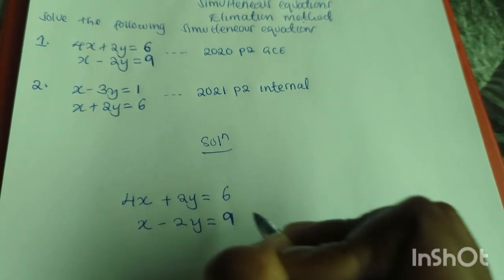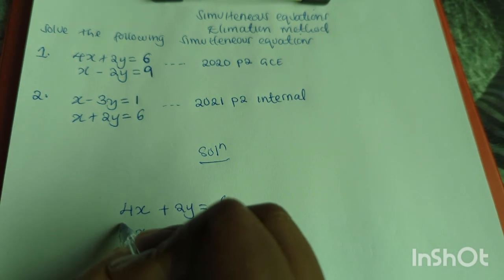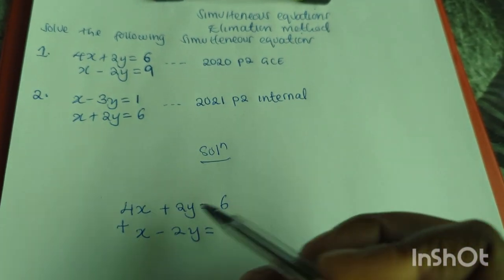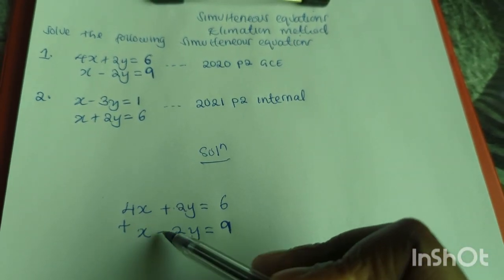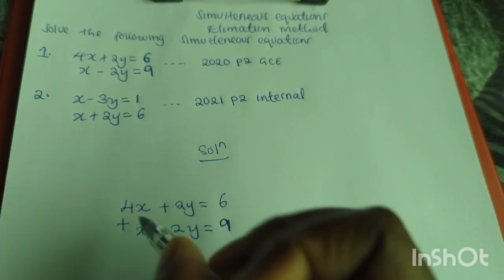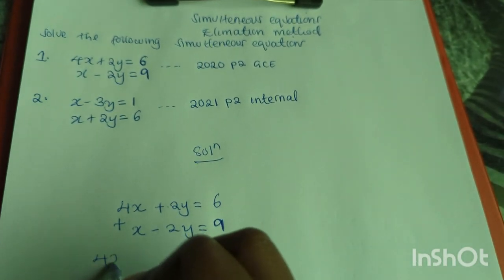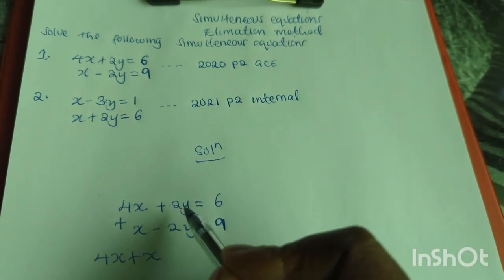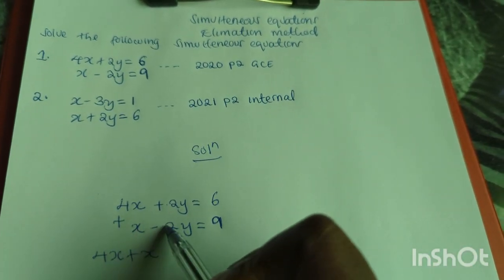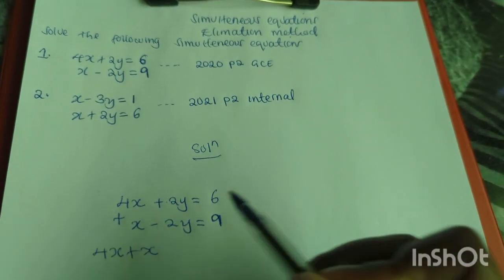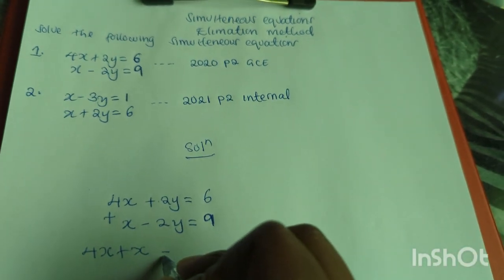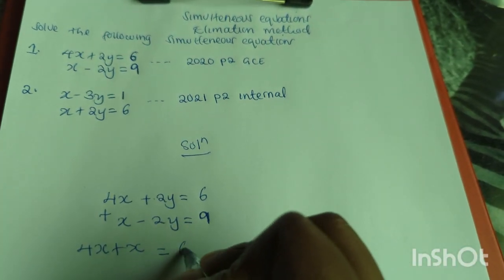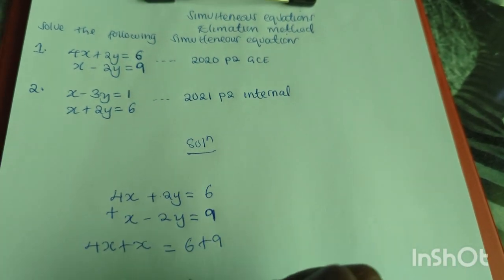So what sign are we putting in between here? Addition. So it's like you're adding the first equation plus the second equation. We'll start with 4x from the first equation plus x from the second equation. Then 2y, positive by negative, negative. So 2y minus 2y gives us 0. That's how we've eliminated y. Then 6 plus 9.